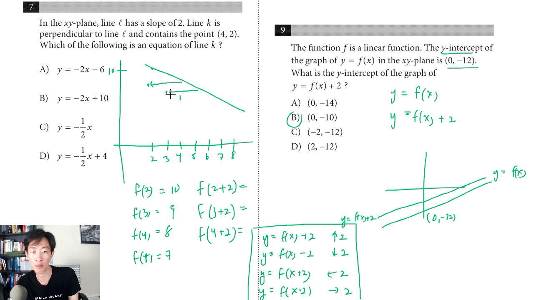So that has the effect of dragging the line to the left because our input values were 2 to the right. So that explains why when you add 2 to the x value, your graph is going to move left 2. And likewise, when you subtract 2 from the x value, your graph is going to move to the right. But for the SAT, all you have to do is really memorize this and you should be good.